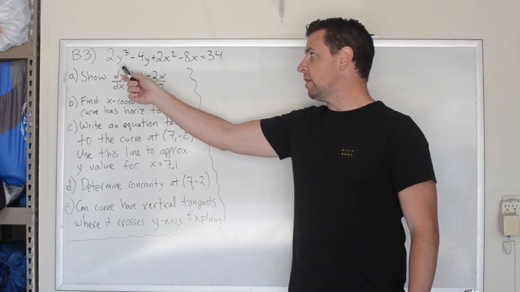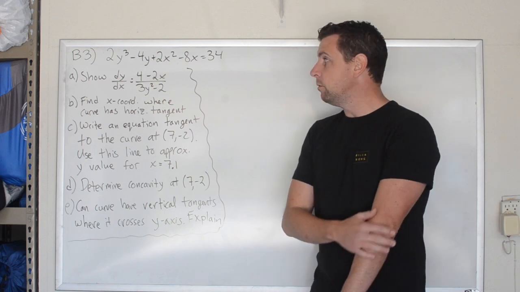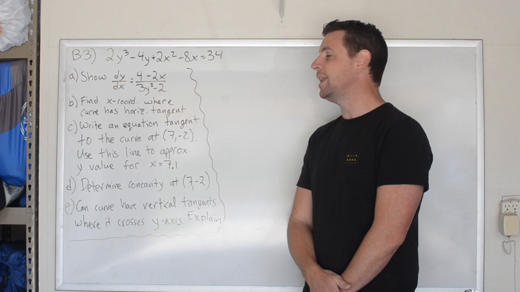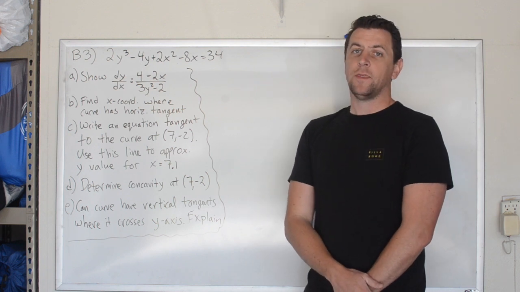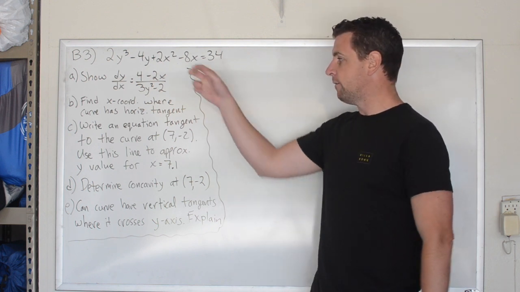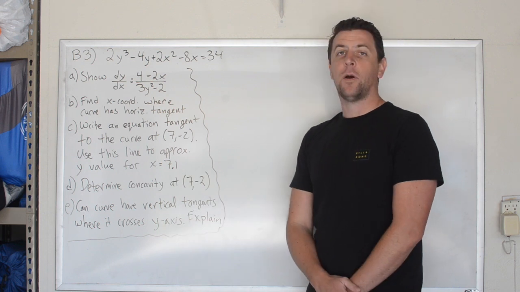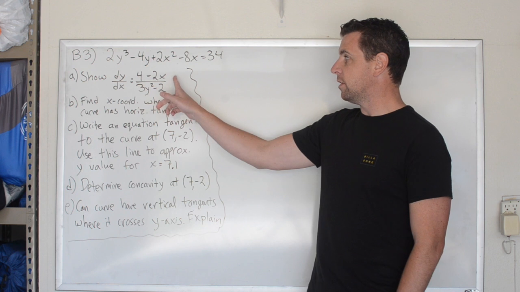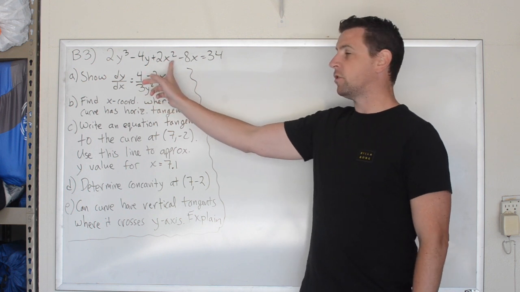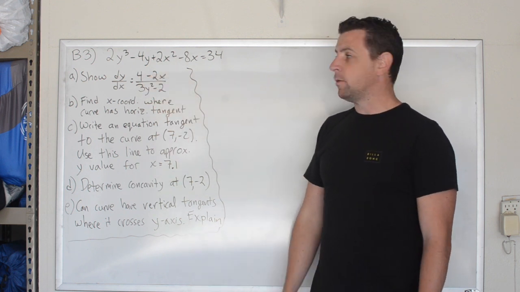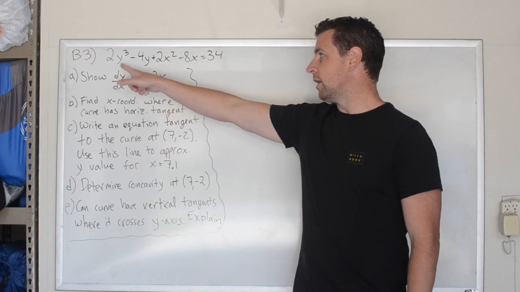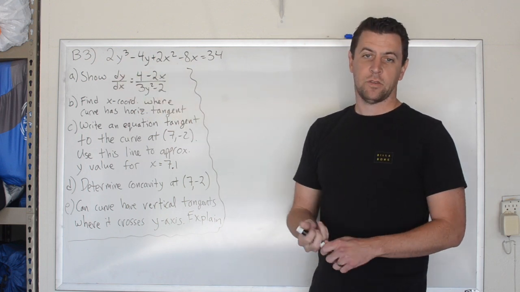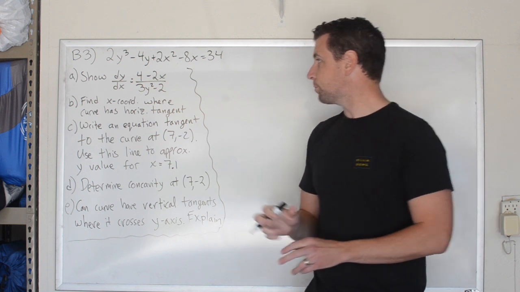They gave us this equation, 2y cubed minus 4y plus 2x squared minus 8x equals 34. What they'd like us to do is we have 5 different parts. First, for part A, they want me to find dy dx and show that it's equal to this. Literally what we need to do is take the derivative of this. The only weird part is that we're going to have to do some implicit differentiation and solve for our dy dx. So let's go ahead and work through part A.